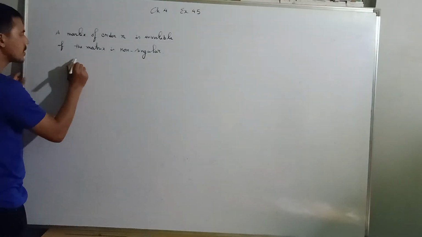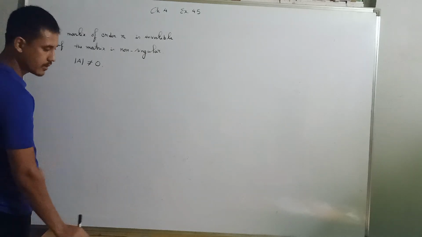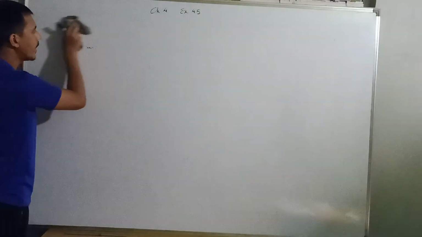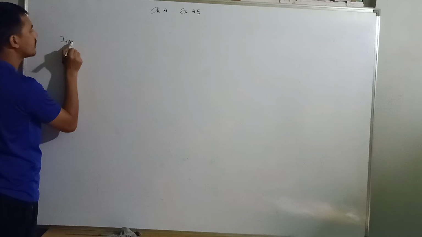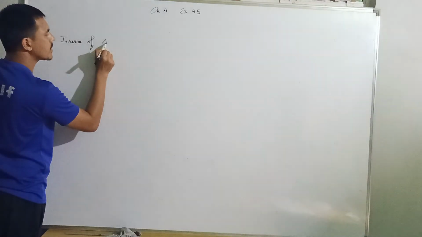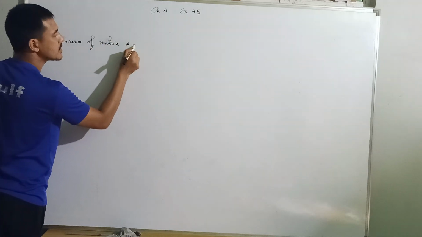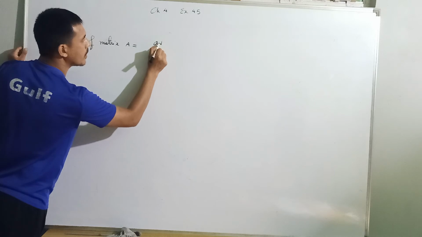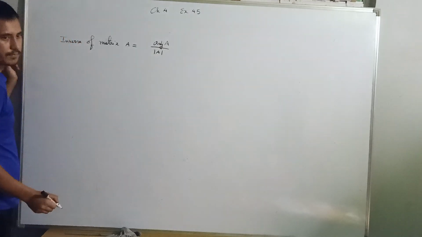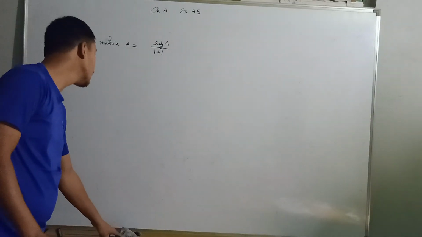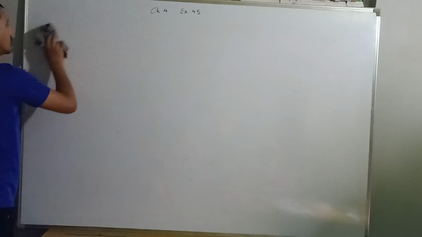Alright, non-singular means determinant of A should not be equal to 0. Alright, and in that case it is invertible. And the inverse of any matrix A is given by the formula adjoint of A divided by determinant of A. Adjoint of A divided by the determinant of A gives you the inverse of the matrix A. Alright? Yes. So let us try one.